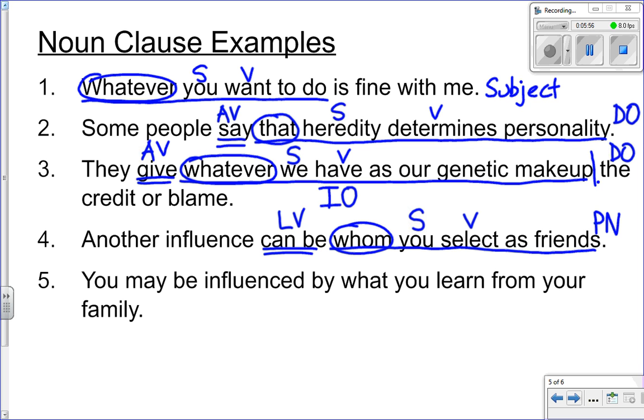Number 5, you may be influenced by what you learn from your family. I see the word what, which is a pronoun signaling that I have a subordinate clause, and then my clause is what you learn from your family. I continue till I hit the period. I have the subject you, and I have the verb learn within that clause, and it's in the second half of the sentence, so I need to look at what's in front of it, the word by, which is a preposition, which means then that this clause is functioning as the object of a preposition.